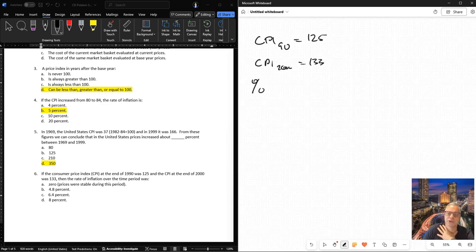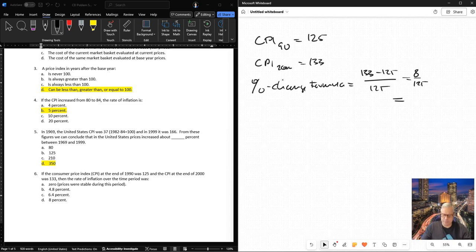So again, the percentage change formula would be, now I use again the other one, new minus old. The new is 2000, 133, minus 125, over the old, 125. So that is 8 over 125. That's probably 6.4%. So let's double check, 8 over 125.